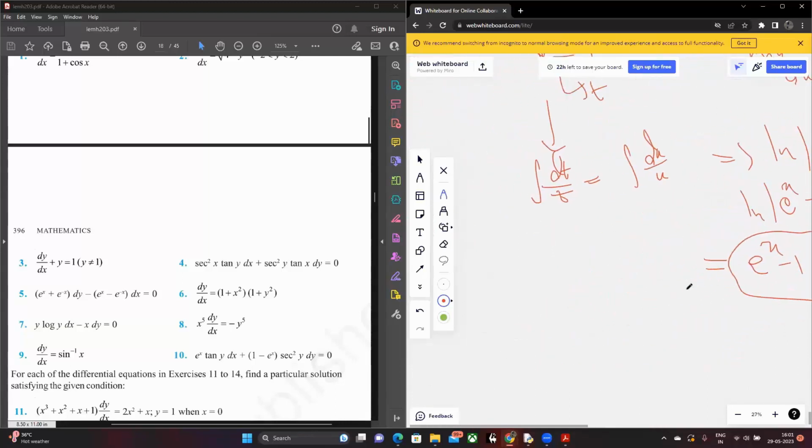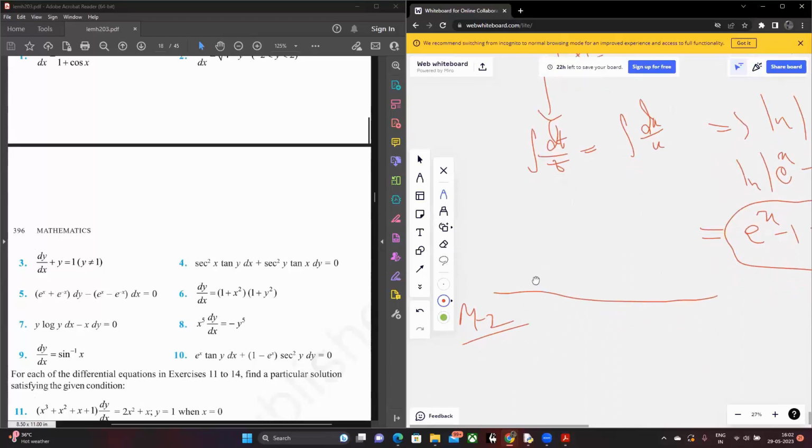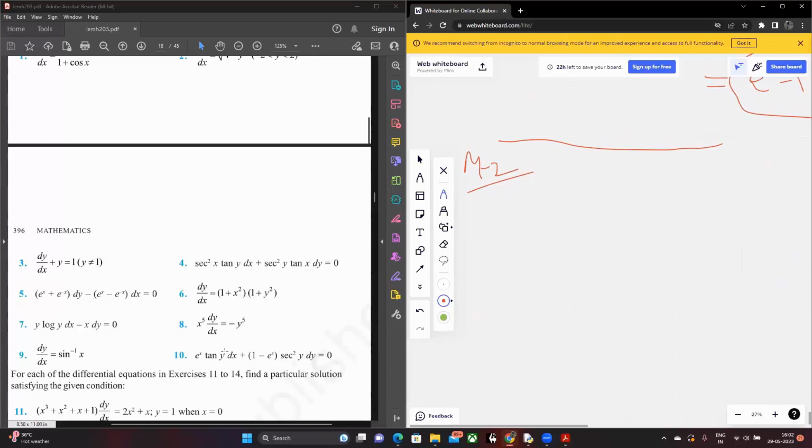Or you can be a little cleverer. This is method 2, right? What you can do? First of all, notice that this is dx. That means that this term has been differentiated with respect to x, right? You haven't differentiated the y term, but you have only differentiated the x term, right?